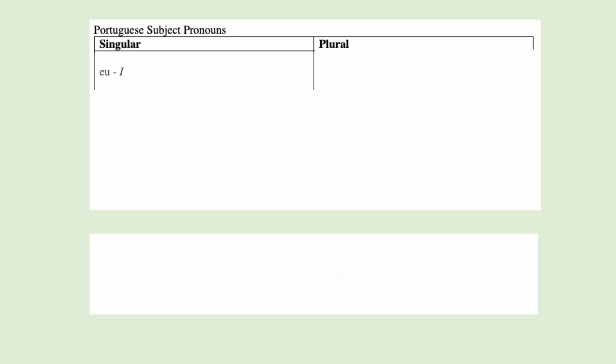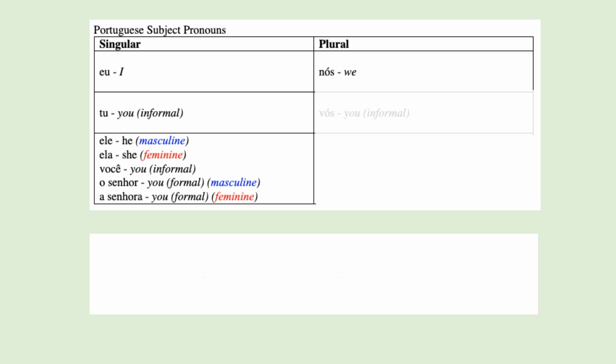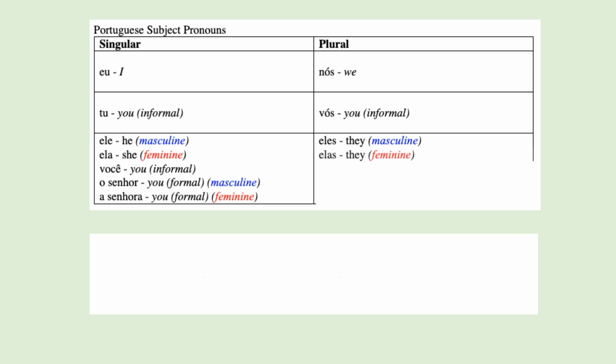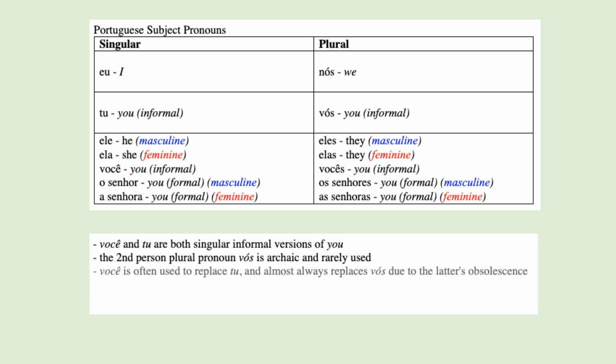The Portuguese subject pronouns are eu, tu, ele, ela, você, o senhor, a senhora, nós, vós, eles, elas, vocês, os senhores, as senhoras. Você and tu are both singular informal versions of you, and the second person plural pronoun vós is archaic and rarely used. Você is often used to replace tu, and it almost always replaces vós due to the latter being obsolete for the most part.